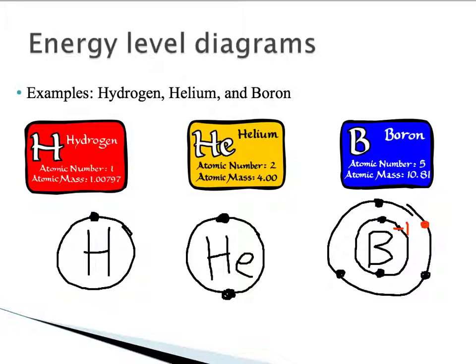If it was minus 2, it'd have one more electron than that. But you just have to pay attention to the charge. That's really important to finding out the number of electrons. Okay? That's pretty much energy level diagrams in a nutshell.